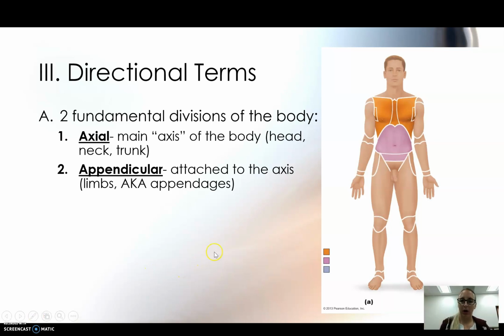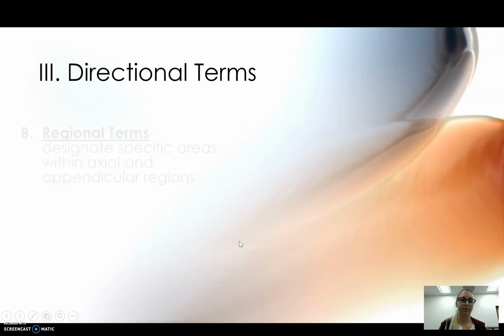So the axial part of the body is this part right here. It's the head, the trunk, so like the chest and the abdomen. Appendicular you can remember because of the word appendages. Appendages is anything that connects to a central location. So that'll include your arms and hands and fingers, and then also your legs and feet and toes. So it is your limbs.